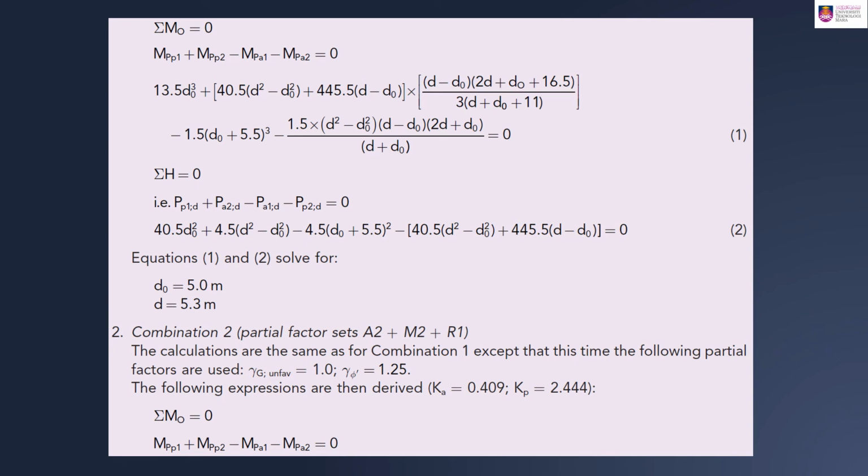By taking moment at O, we have equation 1, and summation of horizontal forces for active and passive thrust, this is what we have in equation 2. We solve equations 1 and 2 simultaneously. We have d naught equal to 5 meter and d is 5.3 meter. The same problem can be solved by combination 2.